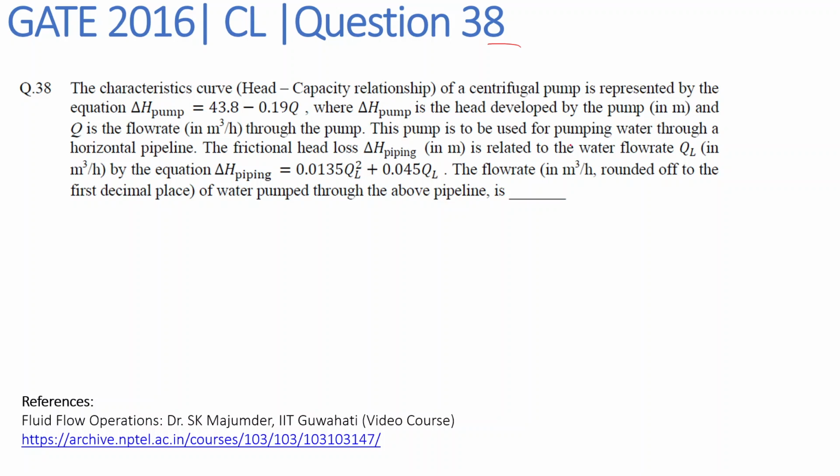The pump is to be used for pumping water through a horizontal pipeline. The frictional head loss delta H piping is related to the water flow rate QL by the equation, this equation. The flow rate, rounded off to the first decimal place, of the water pumped through the above pipeline is dash.